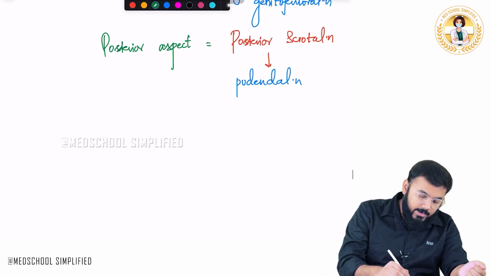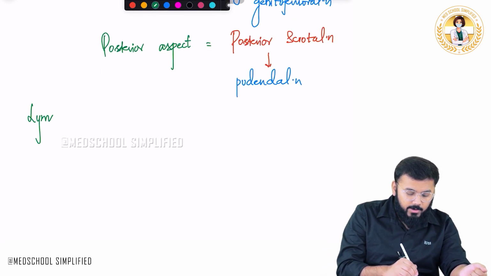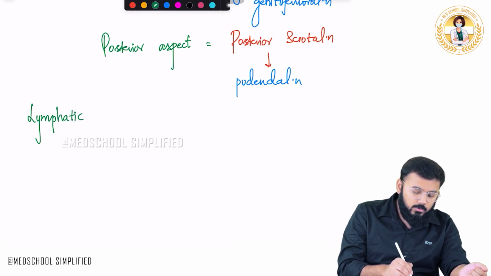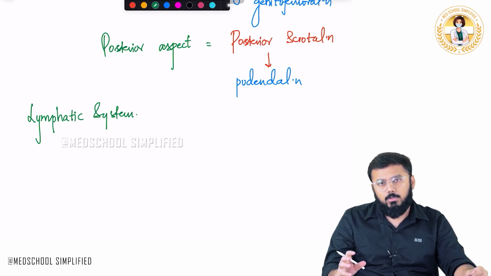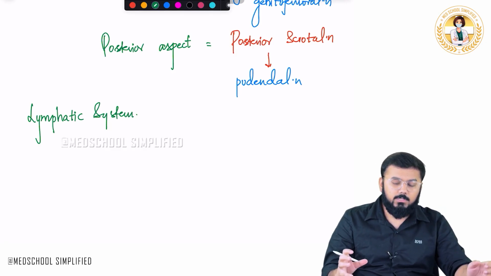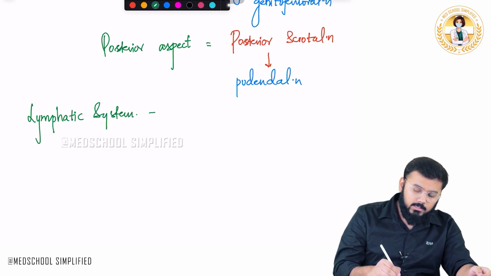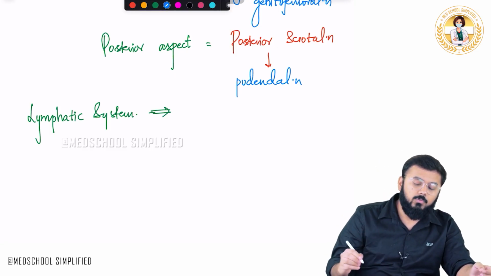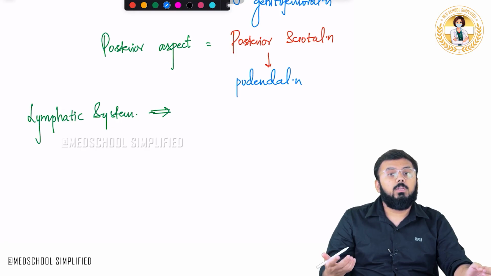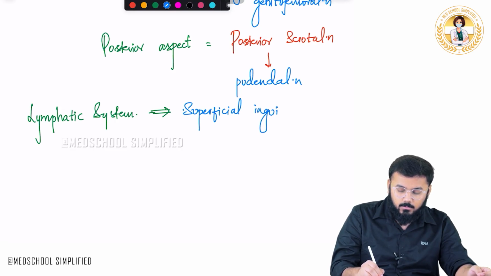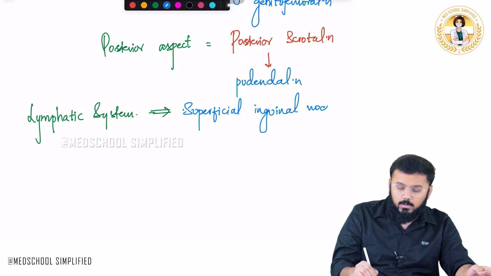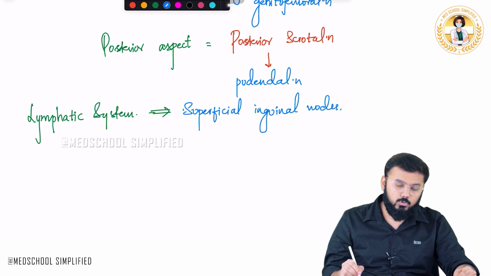Now coming to the lymphatic system. All the lymph nodes present within the scrotal region, where are they draining? All these lymph nodes will drain into the superficial inguinal nodes. They are going to drain into the superficial inguinal nodes.